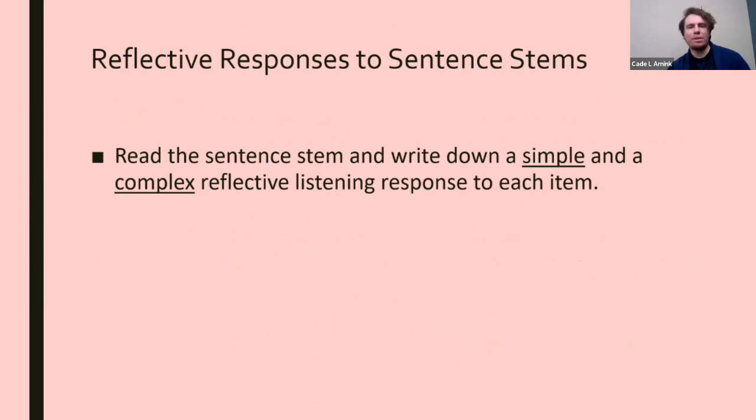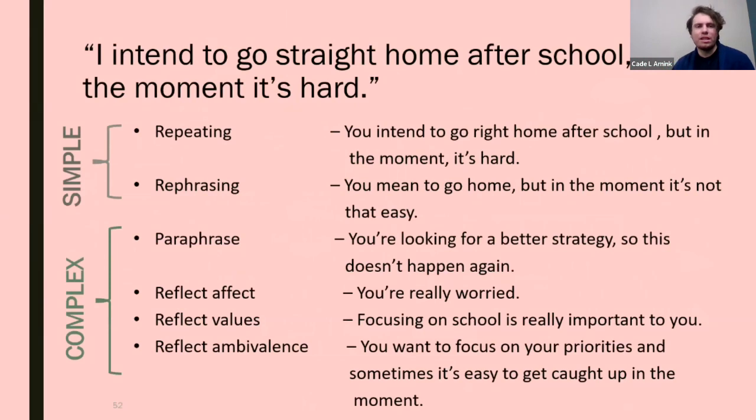So I'm going to be putting up some sentence stems, and then I want us to try and generate some reflections to those sentences. As an example, you could say, I intend to go straight home after school, but in the moment it's hard. And here are some examples of what different reflections could be.